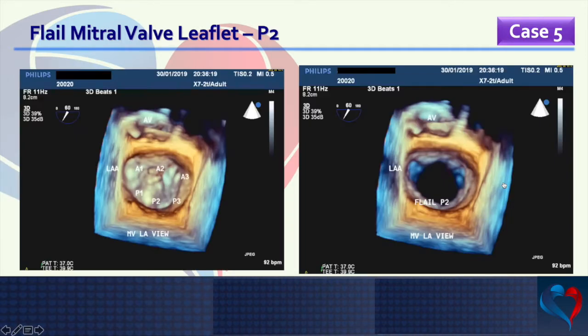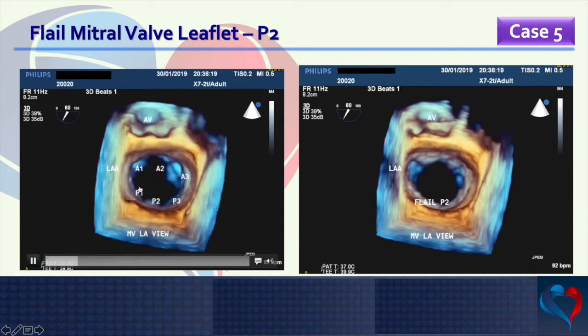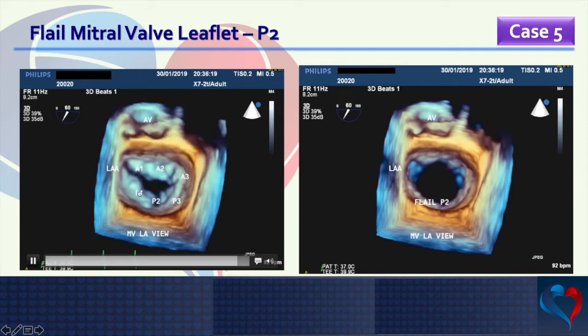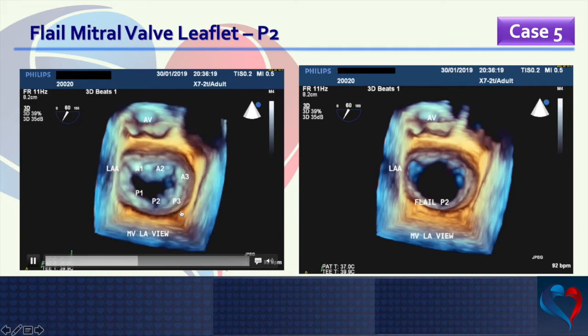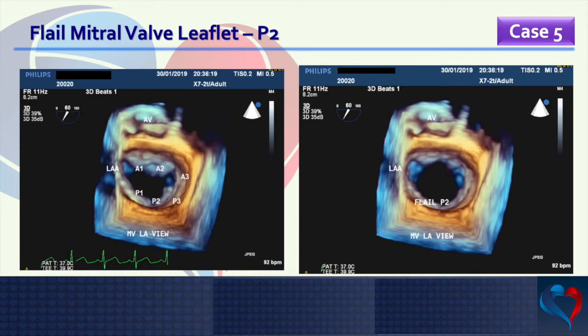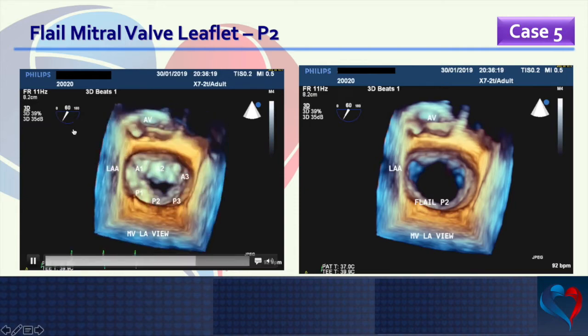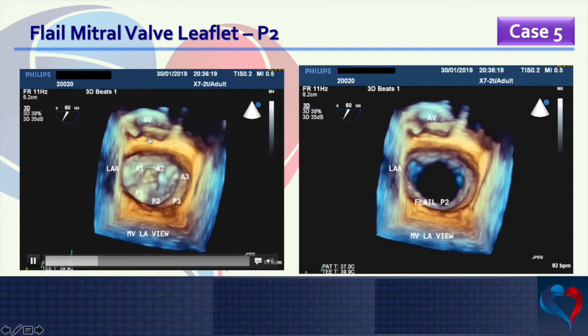When you look at this same patient by three-dimensional echo, we can see this is the posterior leaflet with its three scallops. This is P1, P2, and P3. This is the view from the left atrium towards the left ventricle. This is the surgical view. This is the left atrial appendage. This is the lateral, and this is the anterior.